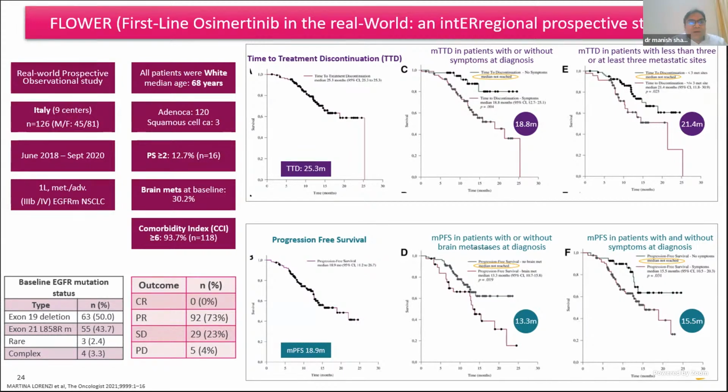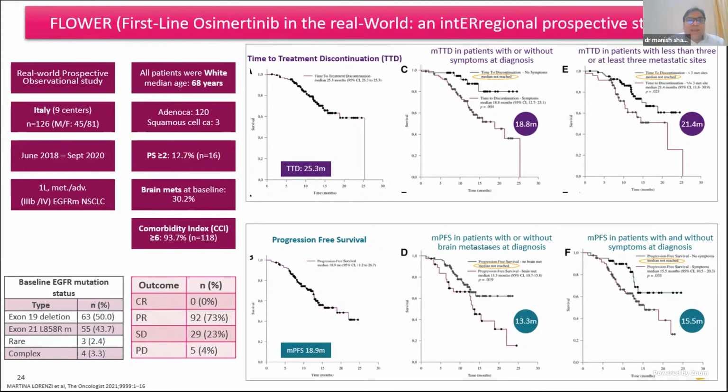Adenocarcinoma was present in 120 patients. 3 patients had squamous cell carcinoma. PS of the patient was better than or equal to 2, and brain metastasis at baseline was present in 30.2% of patients, while brain metastasis in the FLAURA trial was present in 16% of patients. So this is real world evidence for the brain metastasis as well.